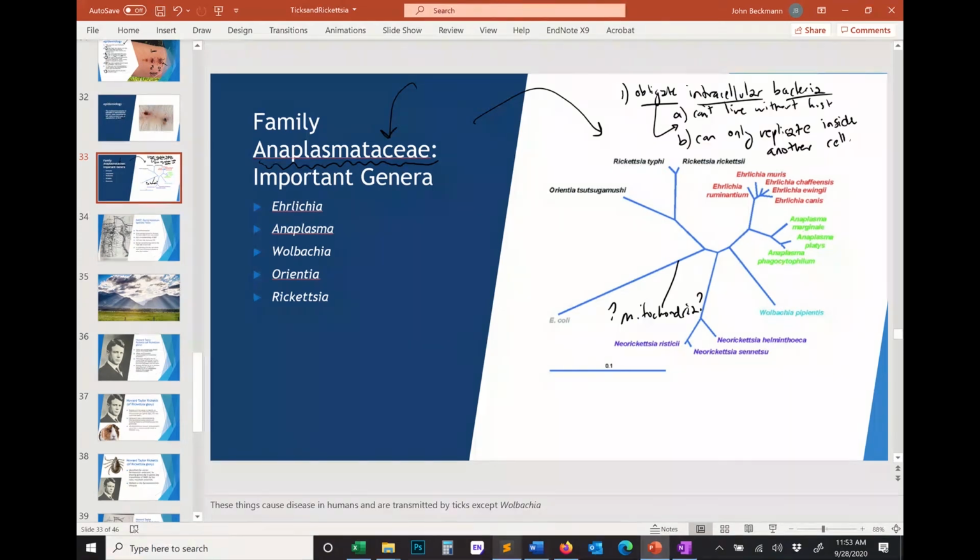So these are bacteria that literally live inside your cells. That's different from something like E. coli that will replicate outside your cells. They can only replicate inside a host cell.